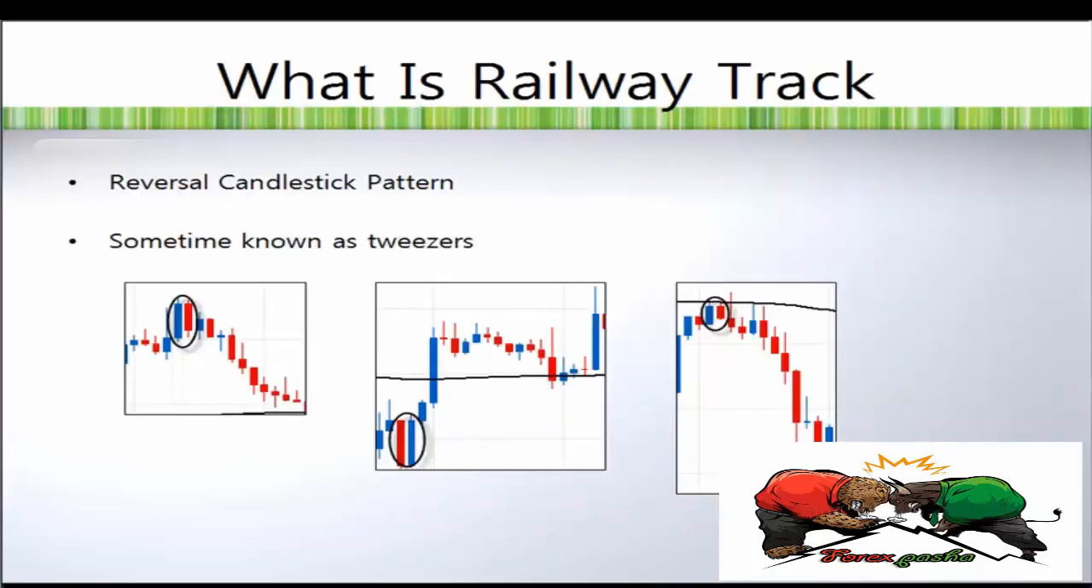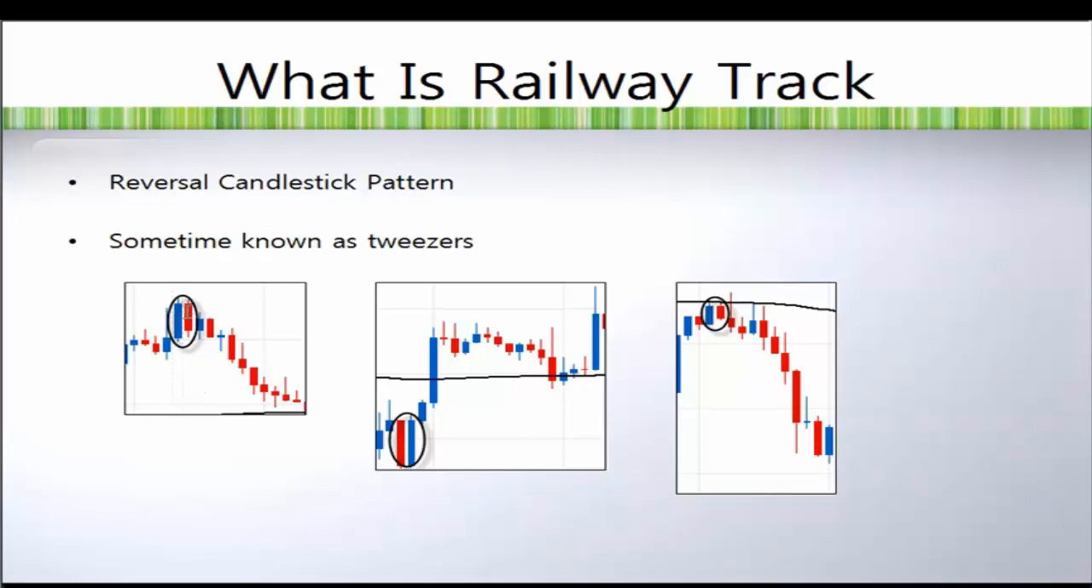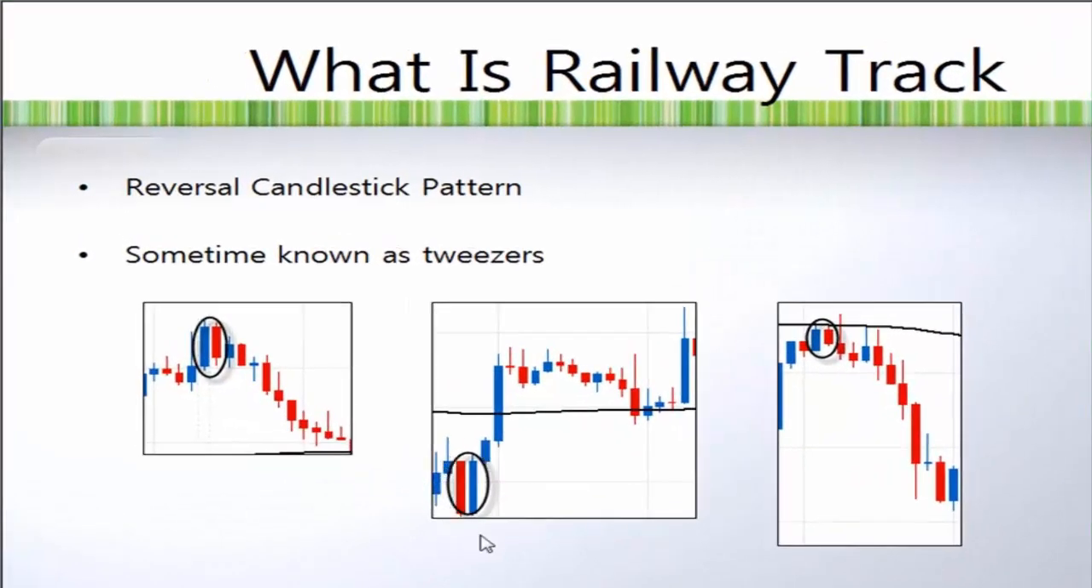So, what exactly is a railway track? It is a reversal candlestick pattern, and sometimes, if you read some Forex trading books, you'll find that they actually refer to this as a tweezer. We call this a tweezer. So you look at 3 examples of a railway track. Can you see? It actually consists of a long up candle and a long down candle. The ideal railway track is this one. This is the perfect railway track whereby the down candle and up candle are exactly of the same length. They call this a tweezer.